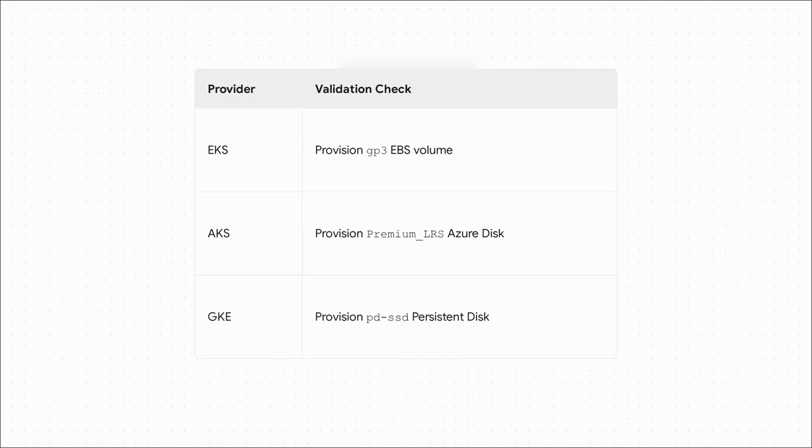On EKS, you're not just testing storage, you're testing the AWS EBS CSI driver with GP3 volumes. On AKS, it's all about the Azure Disk driver. And on GKE, it's the GCE PD driver. Your validation suite needs this level of specific detail for every single pillar across every cloud you run on.